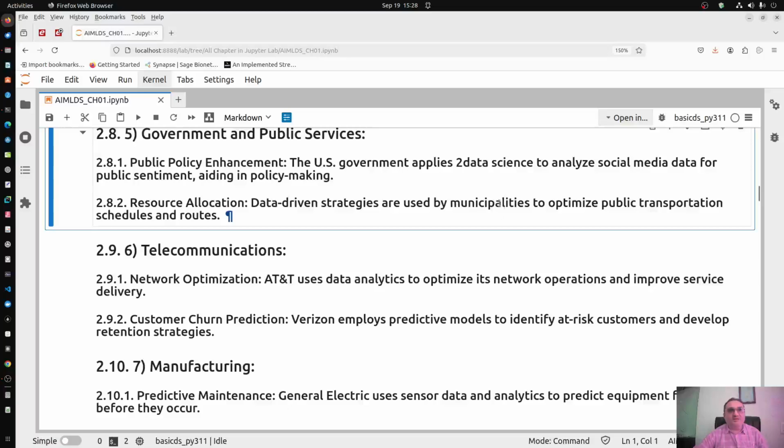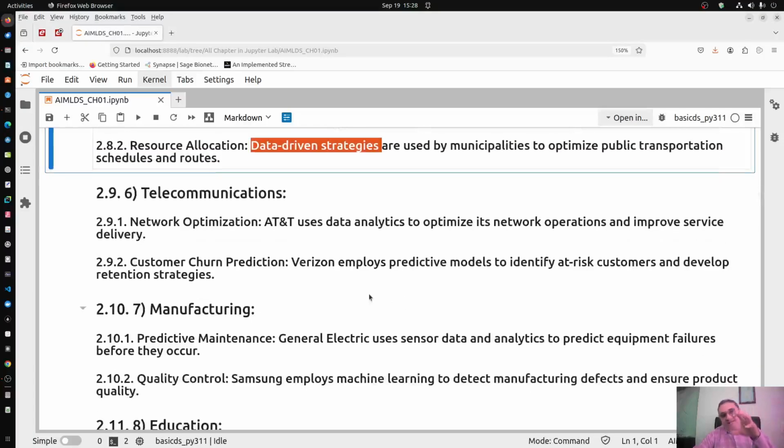Then resource allocation. Municipalities can allocate public transportation, scheduling, routes, etc. based on data-driven strategies. So at this time in this area, more buses will be deployed or fewer buses will be deployed. That is decided based on past data. Uber is a private entity, but Uber's success is also because it has optimized the availability of its drivers and the cabs using data.